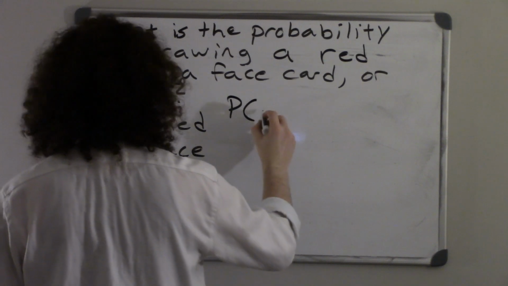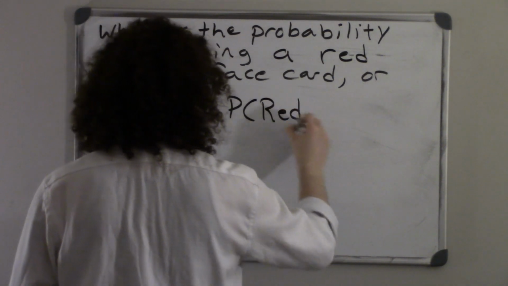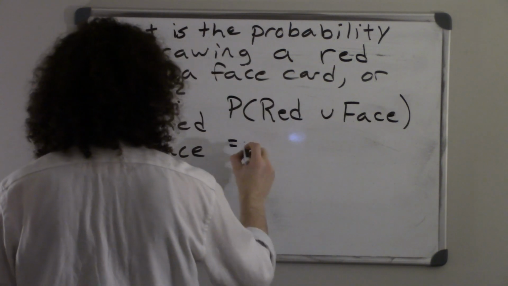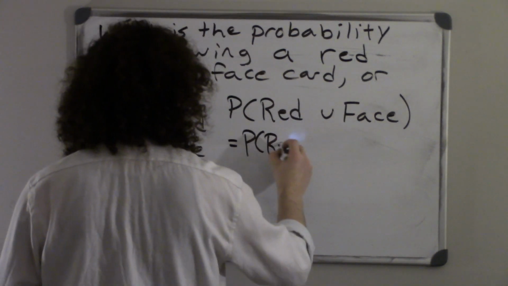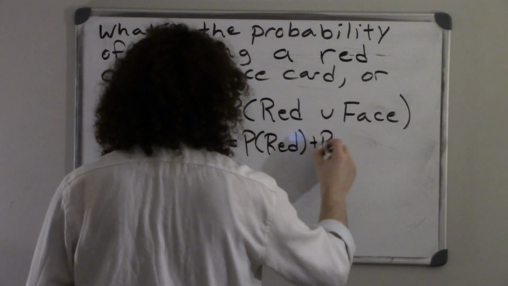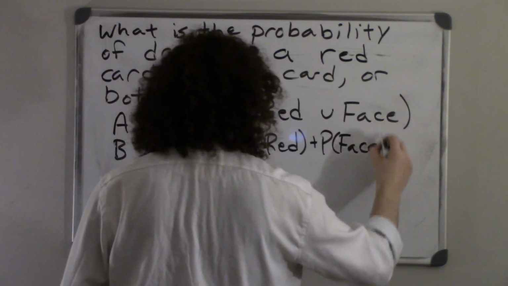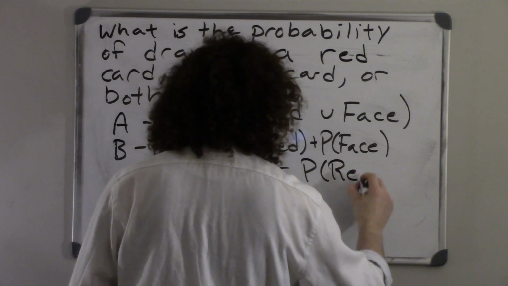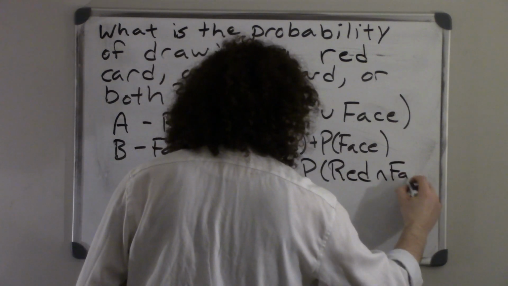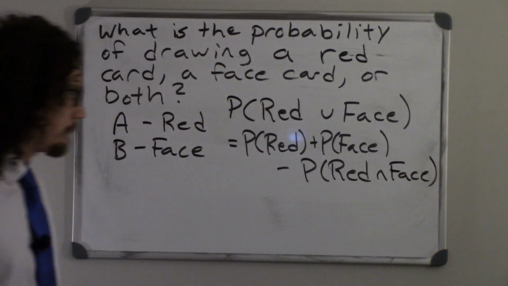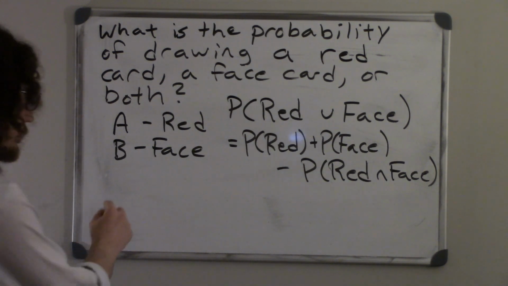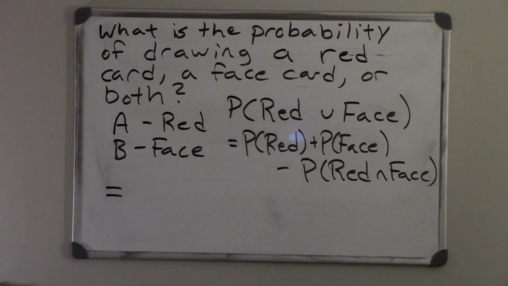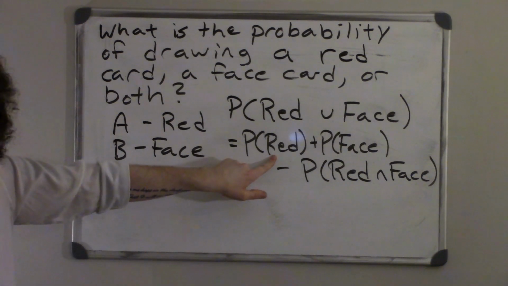So when we go to do our calculation, we're going to say the probability of the union of red and face is equal to the probability of drawing a red card plus the probability of drawing a face card minus the probability of the intersection of red and face. All right, so we're going to bring that down here now to finish up this calculation.